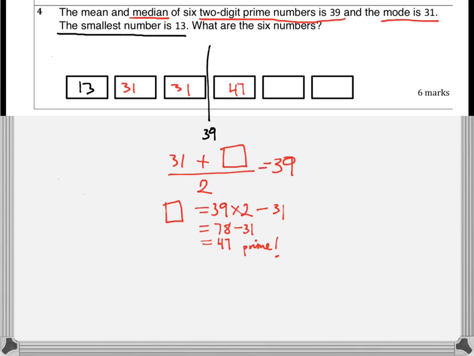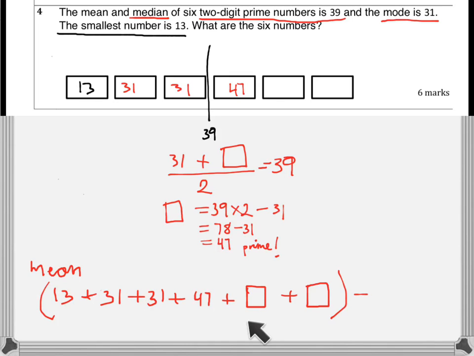Now, let's use the last piece of information. It says that the mean, that is when you add up all the numbers, you plus them all together, and that is also going to give me a 39. So the mean, I add them all up, plus the 2 numbers that I don't know, that's this one and that one, and then I divide by how many I've got, 6, and that's going to give me a 39. So I've got myself another little equation that I'm going to work out.